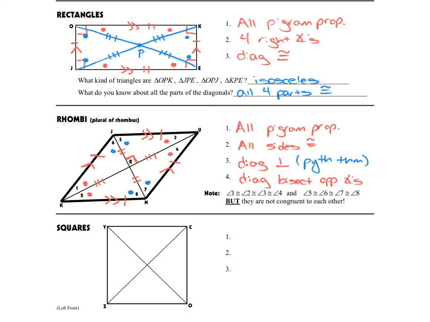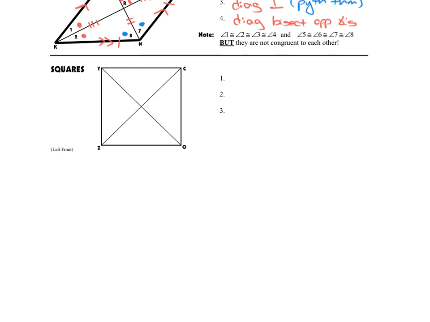All right, lastly, we're going to look at our square. And on our square, our definition is going to be a parallelogram with 4 right angles and 4 congruent sides. Well, if it's a parallelogram, it's going to get all the parallelogram properties. If it has 4 right angles, that makes it also a rectangle. So it's going to have all the rectangle properties. And if it has 4 congruent sides, it's going to have all the rhombus properties.